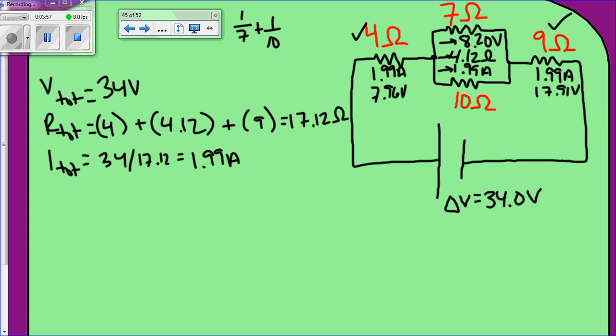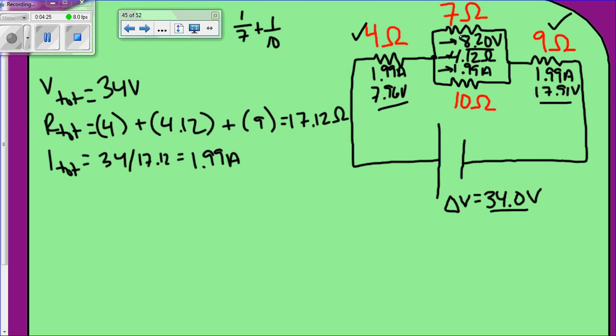Remember, another way we could have solved for that is this voltage plus this voltage plus this voltage all has to equal 34. And so we could have solved that as well. And let's just double check while we're at it. Let's just make sure we did that right. 7.96 plus 8.20 plus 17.91. That gives us about 34. It's a little bit over, but that's just because of our rounding along the way. So that's fine.